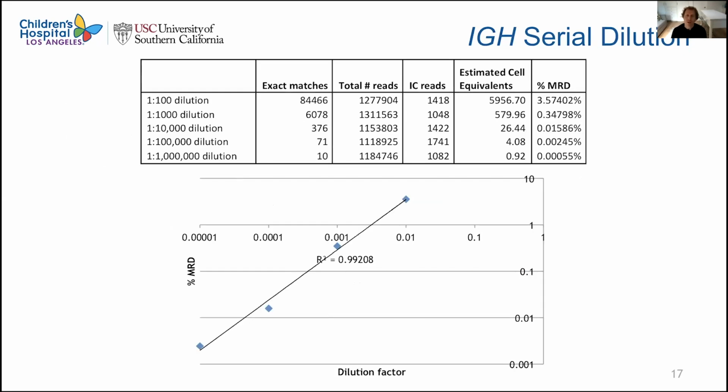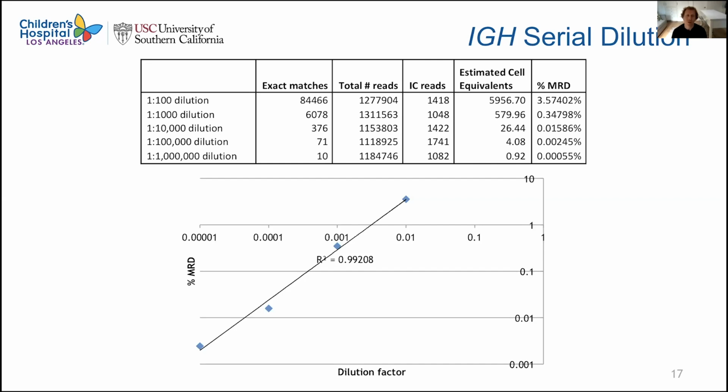All right, so when we did this serial dilution of a specimen with an IGH rearrangement, we show the following columns up here. The number of reads that are an exact match to the clonal sequence identified at diagnosis, the total number of reads obtained, the number of reads obtained for the LymphoQuant internal control, the calculated estimated cell equivalents, and the percent MRD. The first thing you notice here is that this number might be a little higher than what you might expect for a 1:100 dilution, but that happens when you dilute into a different specimen type.